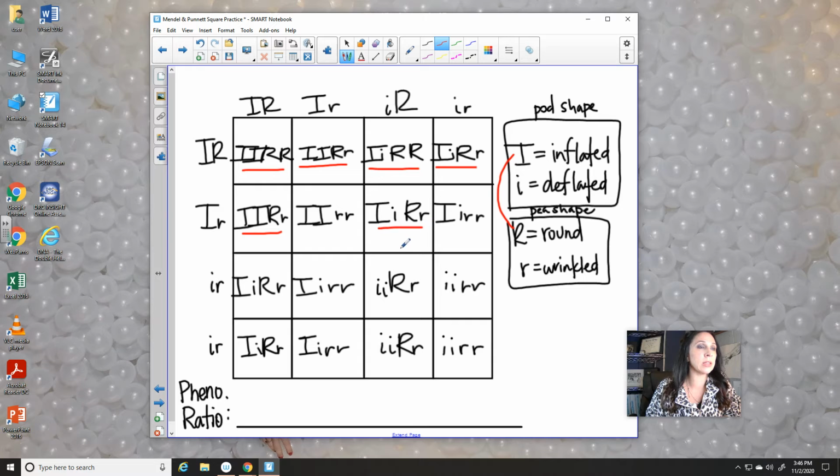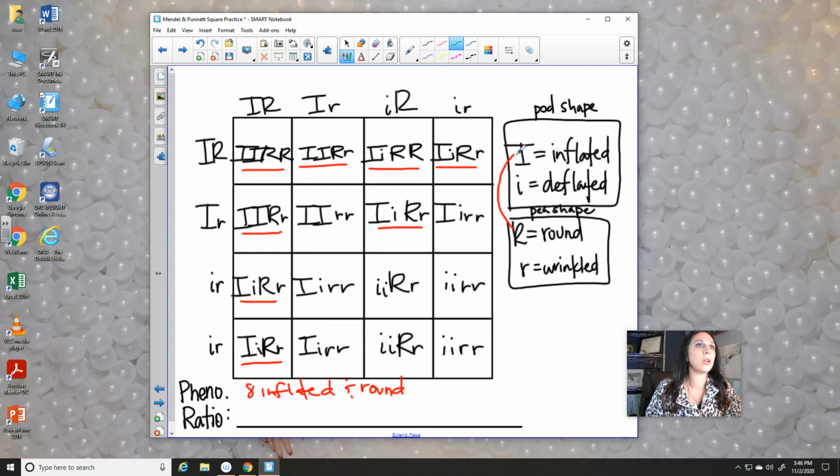This one has at least one big I and one big R. This one does not. This one has at least one big I and one big R. Nope. Nope. Nope. This one does. So we're going to underline that one. And the rest of them don't have both of these criteria. So now we're going to count up all the boxes that have a red line in it. 1, 2, 3, 4, 5, 6, 7, 8. So we're going to write 8 that are inflated and round. Okay, good.